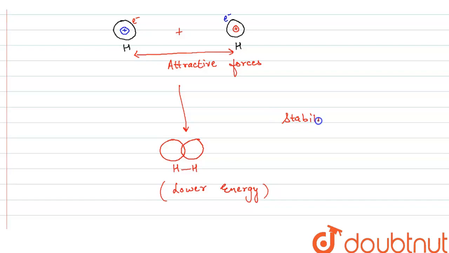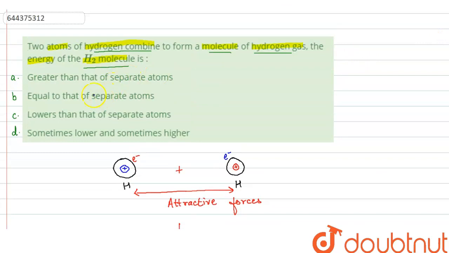stability is inversely proportional to energy. So lower will be the energy, more will be the stability. So when they form a bond at a particular distance, they have the lowest energy and they will be stable.